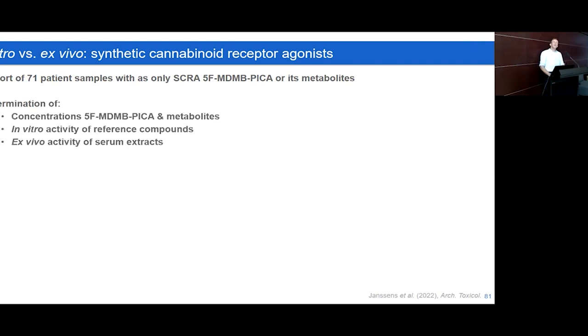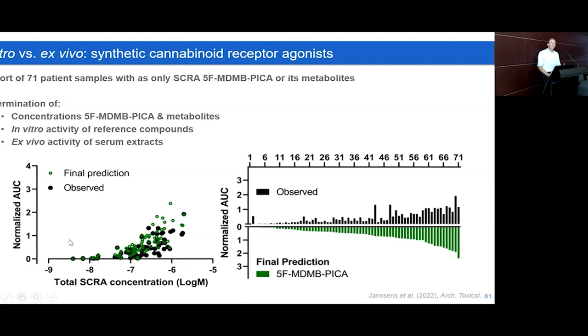So, long story short: concentrations, and the in vitro activity of these reference compounds. And then we also looked at the serum extracts from these individuals and looked at the activity with our activity-based assay in these serum extracts. If we plot the SCRA concentration, so the 5F-MDMB-PICA concentration, versus our area under the curve referring to our activity assay, the observed activity, which is depicted here in black, matched pretty well with what we predicted just based on concentration and the in vitro activity of the reference compounds.